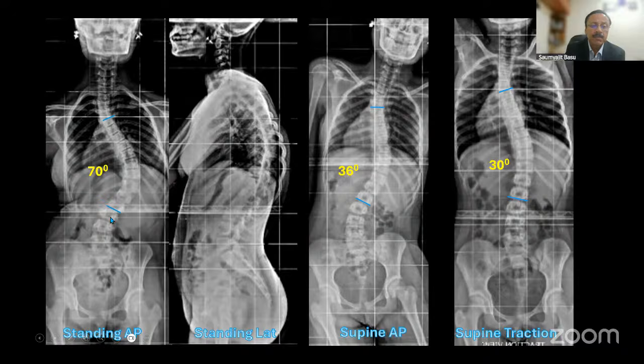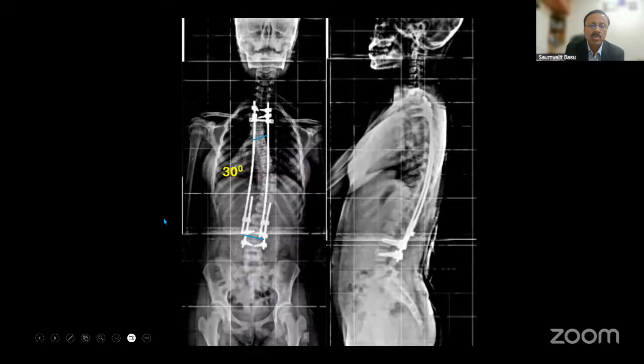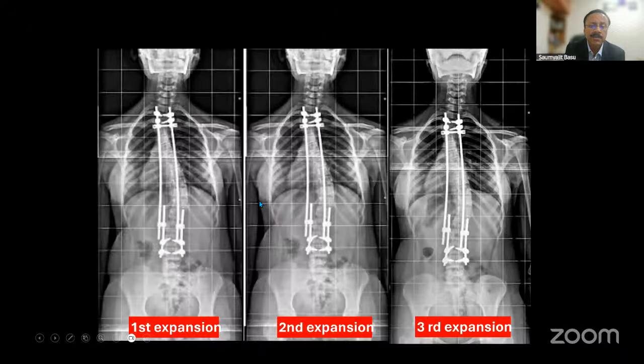And this is more like a Lenke 1A R curve because it's developing into a right-sided tilt of L4. So I had no choice but to go down to L4. And this is the growing construct. And from 70, she came down to 30. Could control this for a few years.